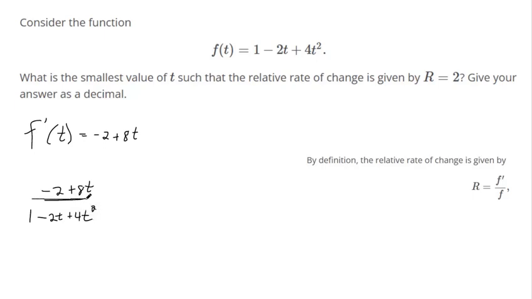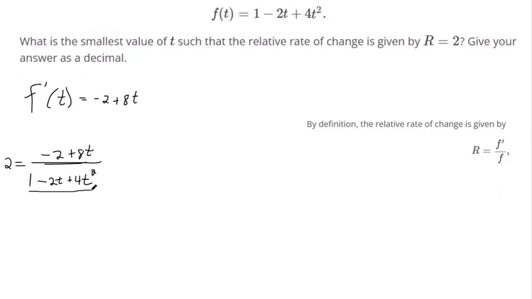And we're asked to find this when the relative rate of change r is equal to 2. So we want to put 2 for r. To solve this equation, the problem is that you have the variable you want to solve for in the denominator. So you want to multiply both sides by 1 minus 2t plus 4t squared to make it cancel out in the bottom. So when you do that, you get 2 times the 1 minus 2t plus 4t squared on the left side of the equation, and that makes it cancel out on the right side when you multiply it to the right side.